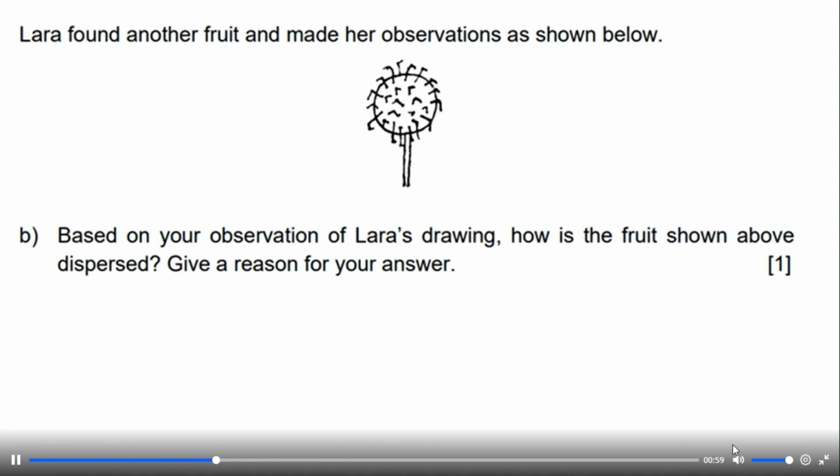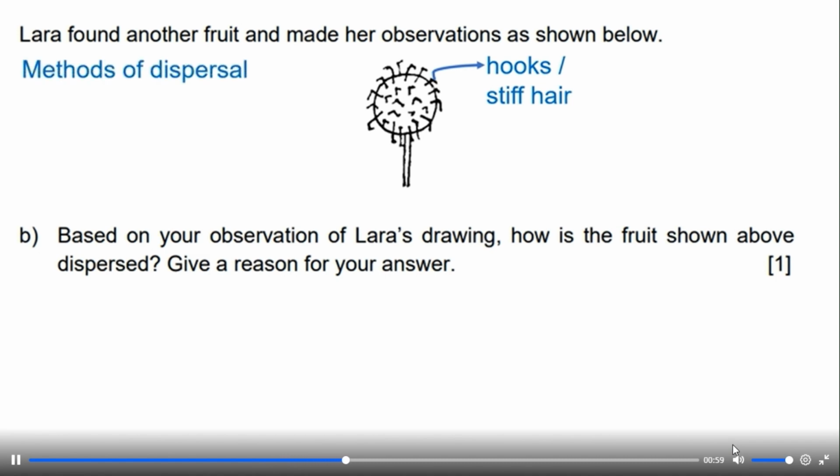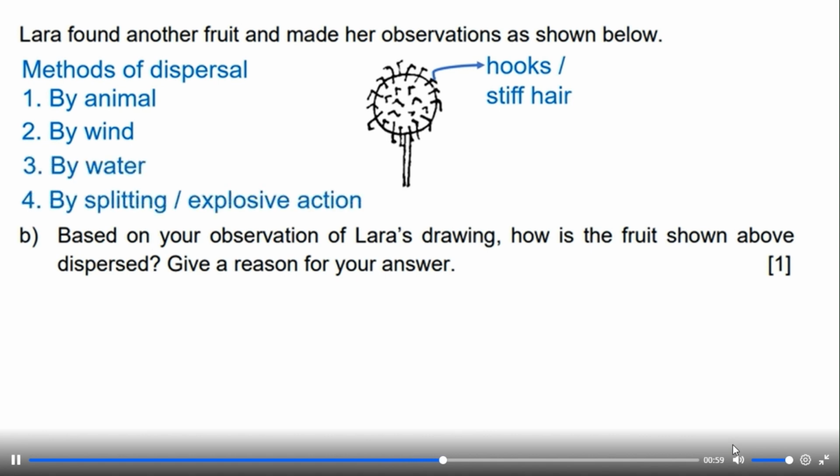So by looking at the drawing, I can see that there are actually hooks or stiff hairs on the fruit. And when we think about dispersal, we're talking about the methods of dispersal. There are actually 4 methods of dispersal: by animal, by wind, by water, or by splitting or explosive action. So looking at this particular drawing, it seems that the fruit has hooks and it will attach onto the animal's body or fur or human's clothes, and this helps the fruit to disperse more easily.